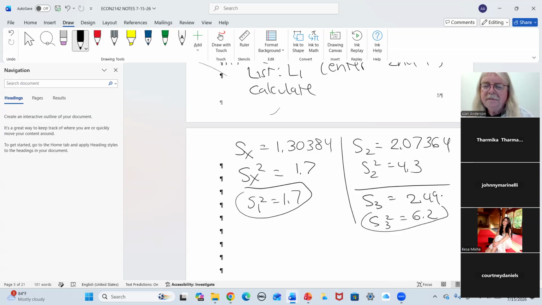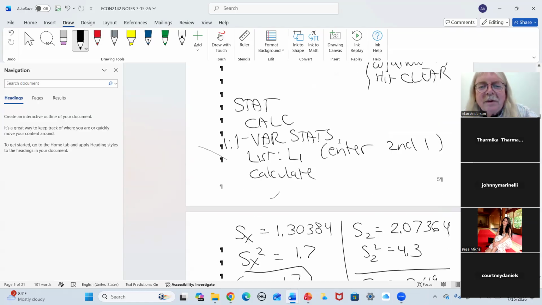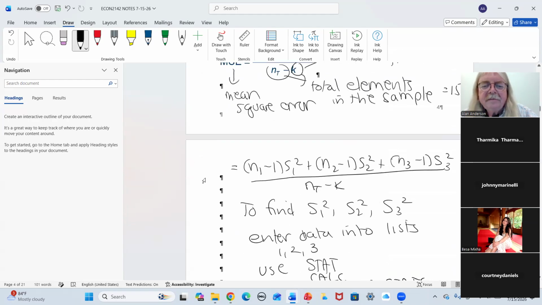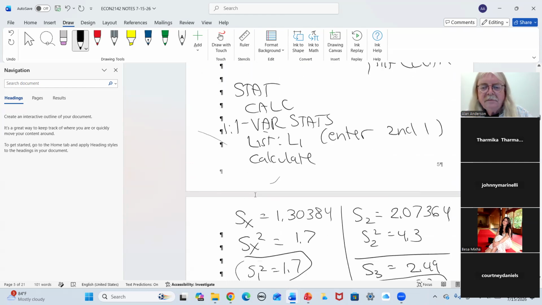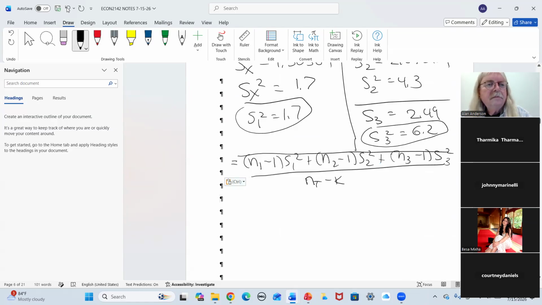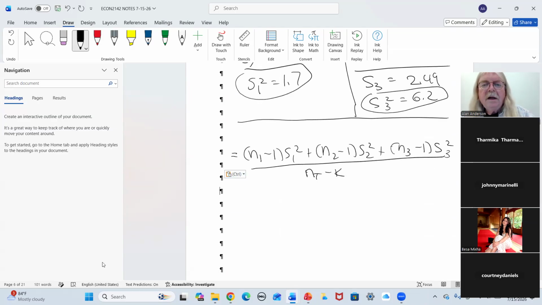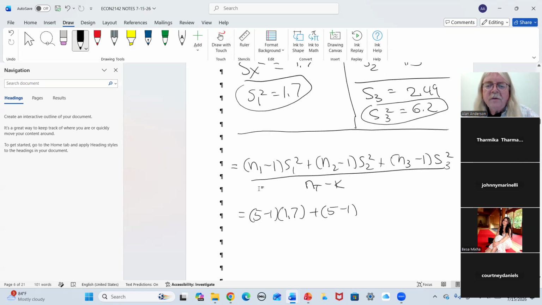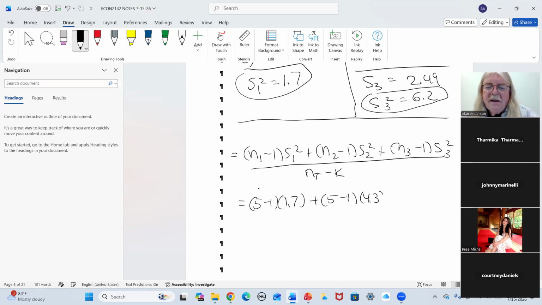All right. And again, now it's been so long, I forgot what we're supposed to do with them. No, the formula's right here. So we'll just do that right now. S1 squared is 1.7. Now, by the way, don't square it again. It's easy to make a mistake like that. S2 squared is 4.3. And then the third one is 6.2. Remember, NT is the total, so it's 15 minus 3.